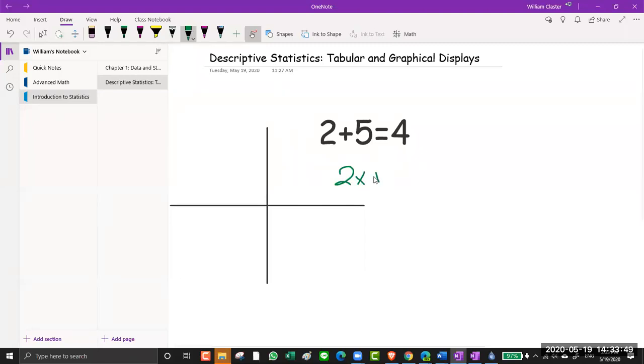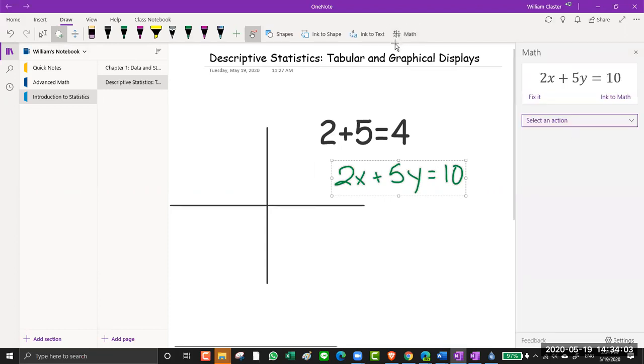2x plus 5y equals 10. Let's see if this works. Okay, now I circle it like this. And then I go here. Okay, so it found that, right? Now, one thing that it will do, if it made a mistake, you can fix it. But anyway, it didn't make a mistake this time.